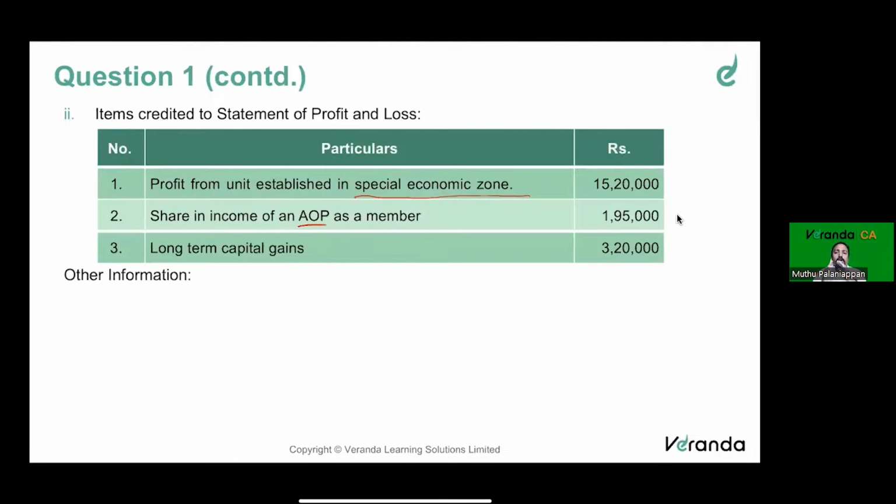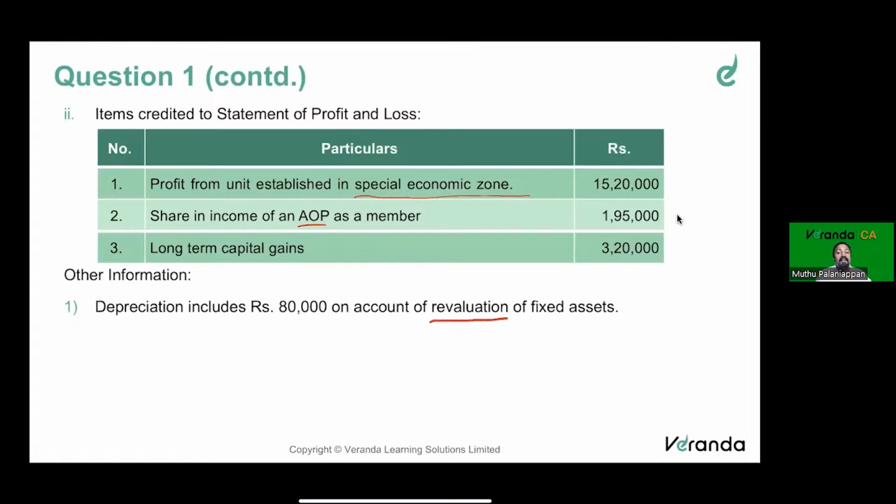Mostly, every question of this manner will have some additional information giving specific directions on the line items already provided, or some extra information as such. So we'll see what it is. The first one is depreciation. It says 80,000 of depreciation is on account of revaluation.